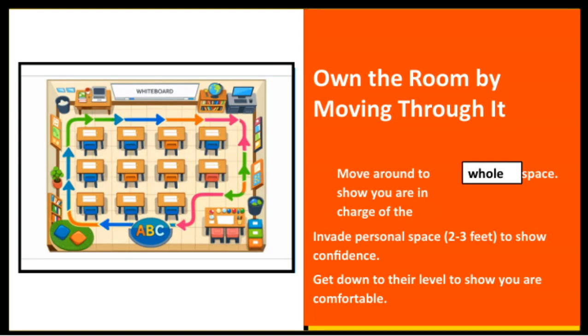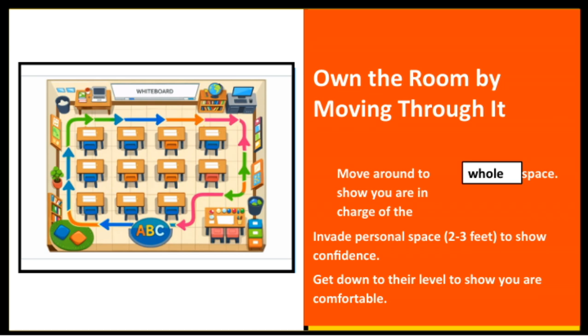Let's talk about some key strategies to really own the room. First, get down to their level. This means physically lowering yourself if needed to show you're comfortable and approachable. It helps build trust and makes your audience feel at ease. Next, invading personal space, about 2 to 3 feet, can demonstrate confidence. When you do this naturally, it signals you're secure and in control, but always be mindful of personal boundaries to avoid discomfort.